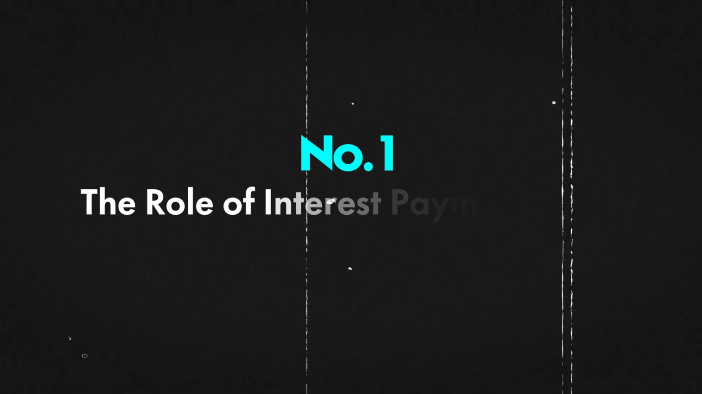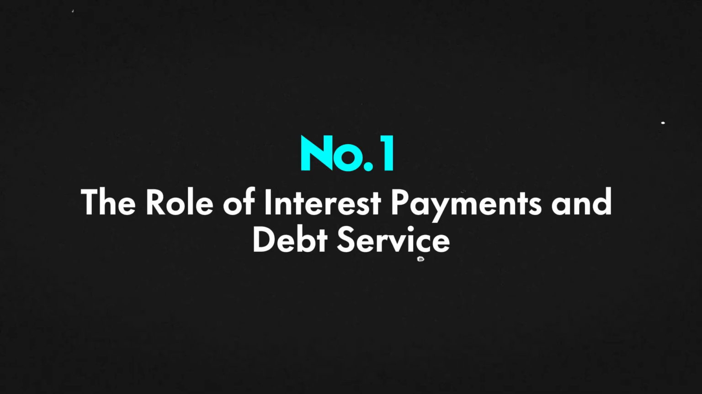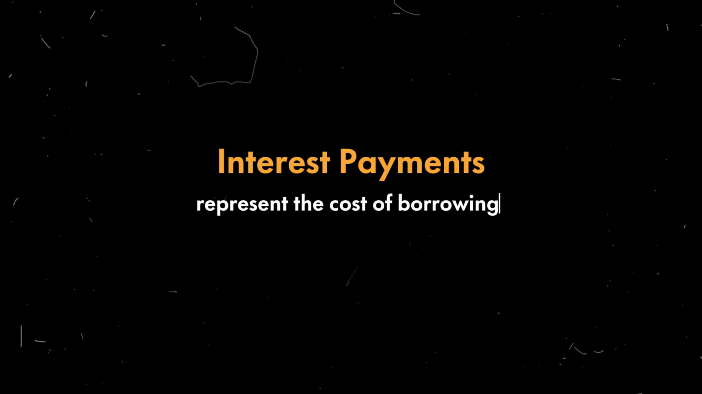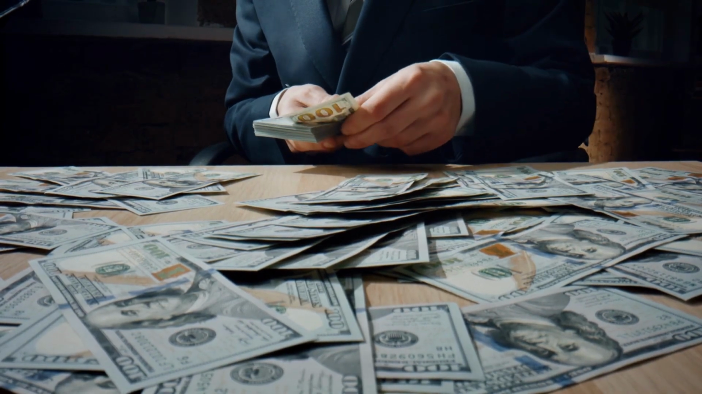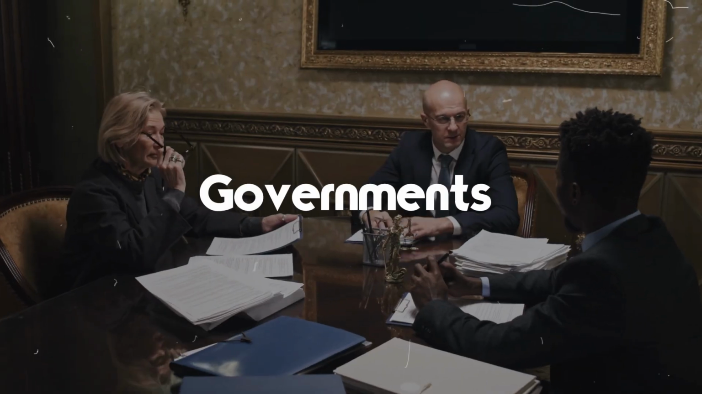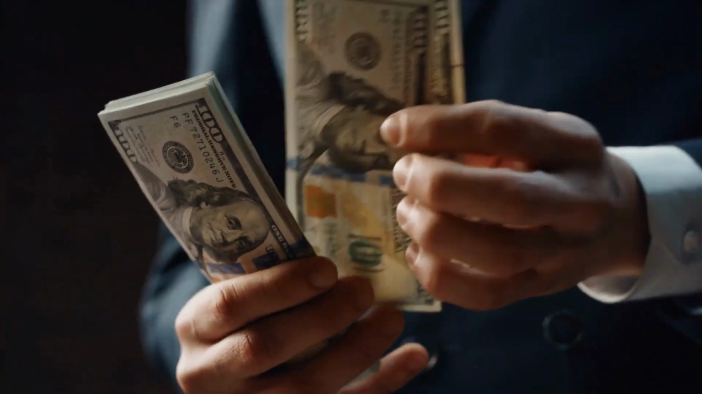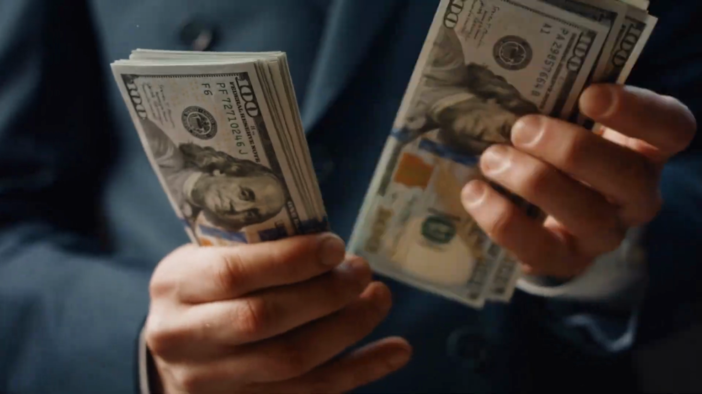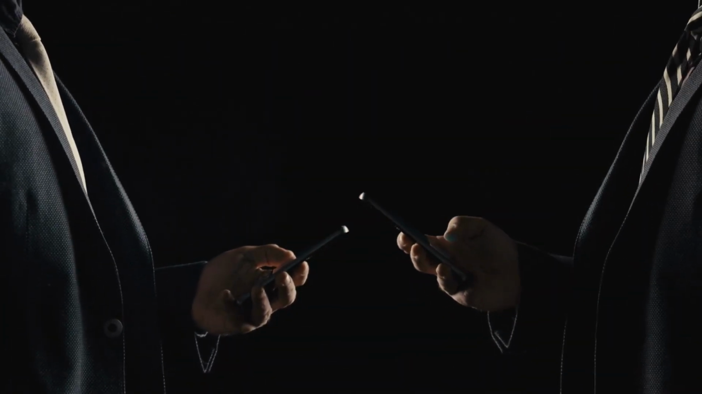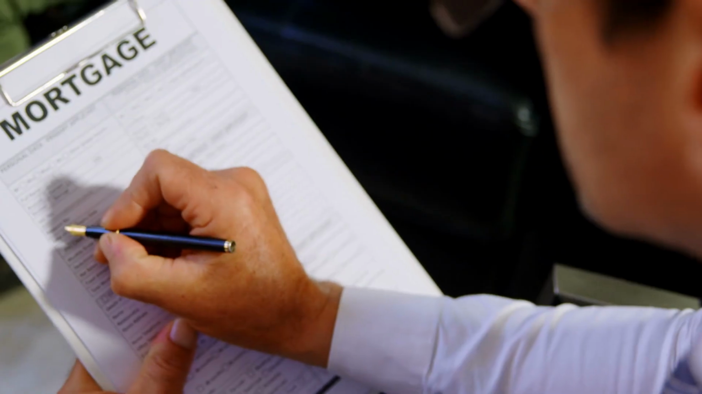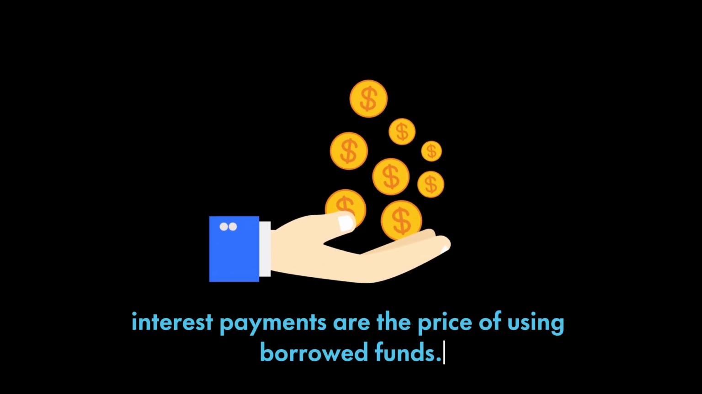1. The role of interest payments and debt service. Interest payments represent the cost of borrowing, a concept essential for the flow of financial markets and economies. Interest payments are the charges made for borrowing money. Governments, businesses, and individuals alike must pay interest on loans, making it an essential element of financial transactions. For a government issuing bonds, a business expanding with loans, or an individual taking a mortgage, interest payments are the price of using borrowed funds.